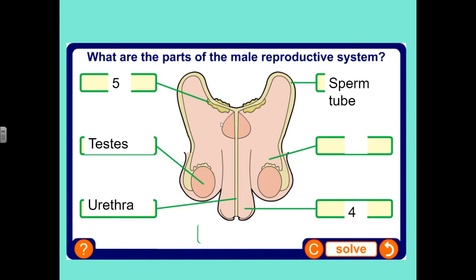We have number 3, which is just basically like a corridor. It's like the oviduct, the fallopian tube, in females. It connects the urethra to the testes. Number 4 is the penis. And what is number 5 and what is number 6? It seems to be these weird squiggly things that are on the outside of the sperm tubes.